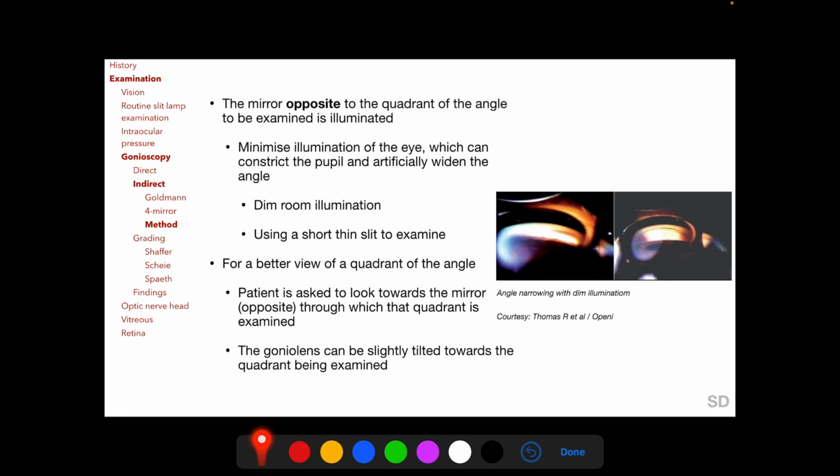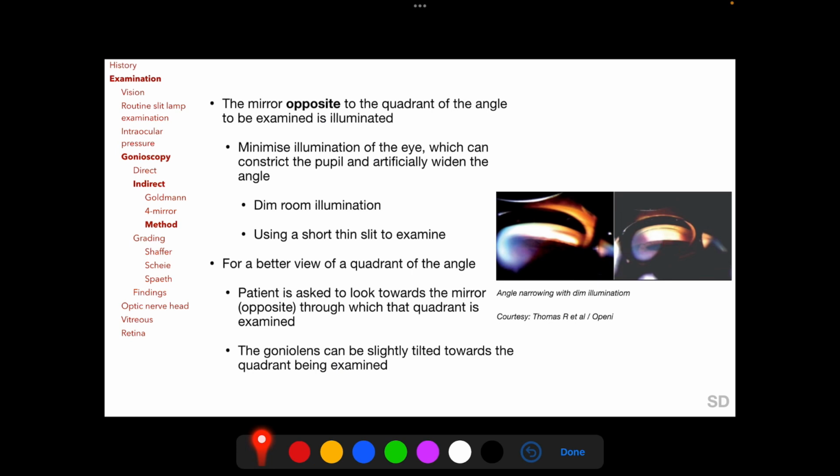However, the illumination of the eye should be minimized because excessive illumination can constrict the pupil and artificially widen the anterior chamber angle. So the room illumination needs to be dimmed so that the amount of light entering the fellow eye is also minimized, and a short thin slit beam of light is used to examine the eye. This photograph shows that the angle appears open with bright light, but when the illumination is reduced, the angle appears to narrow.